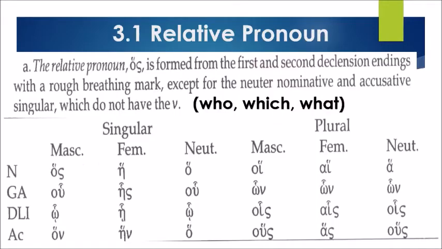Let's start with the relative pronoun. The relative pronoun hos is formed from the first and second declension endings with a rough breathing mark, except for the neuter nominative and accusative singular, which do not have a ending.